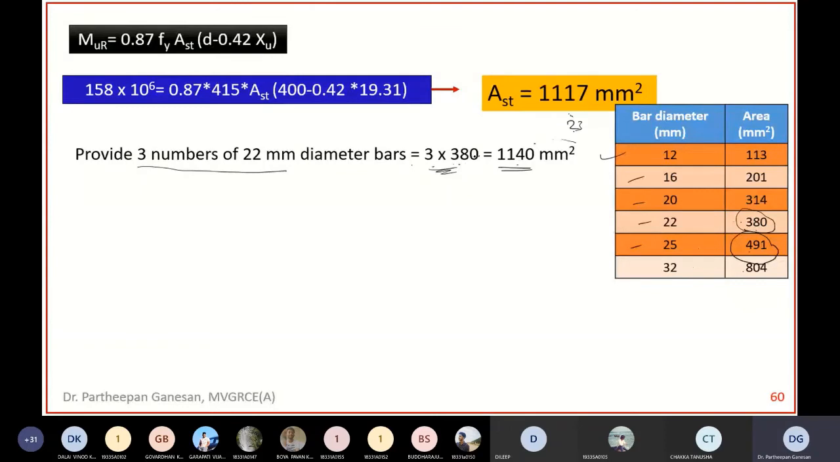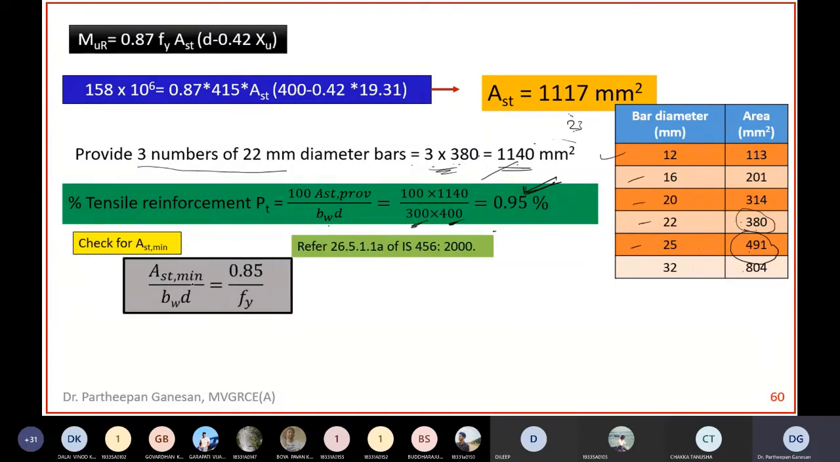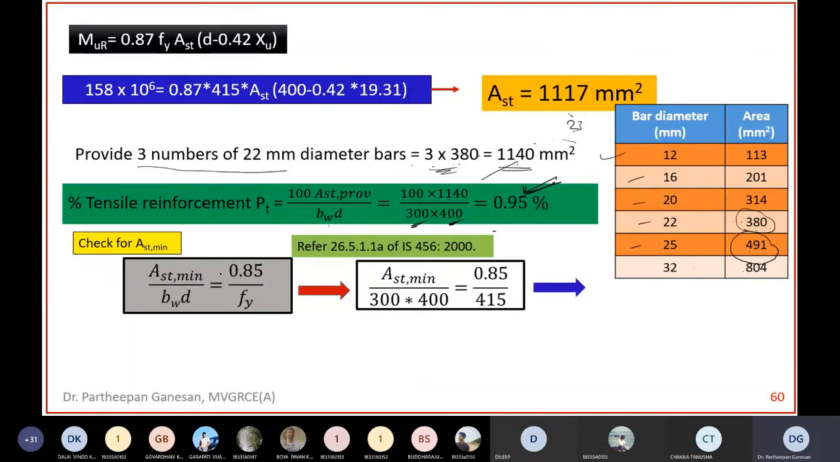Any doubts so far? Okay. So percentage of tensile reinforcement provided is 100 Ast provided divided by bw into d. 100 into 1140 divided by bw is 300, effective depth is 400. So I have provided 0.95% tensile reinforcement. Why is this needed? This is needed for the check. So check for Ast minimum. You know this formula. This actually comes close to 300 or something like 300 or less. So 246 is Ast minimum. We have provided 1140.